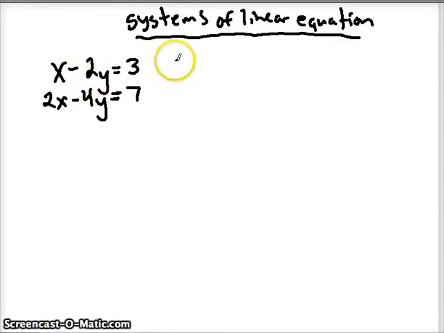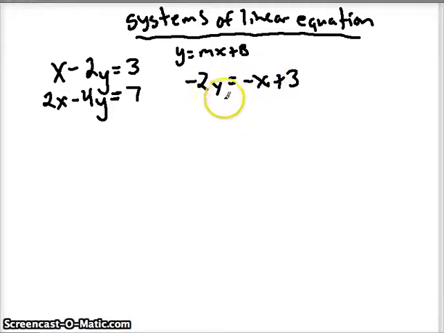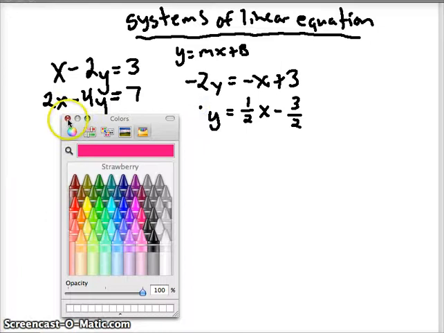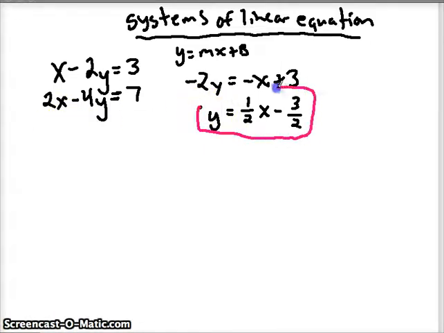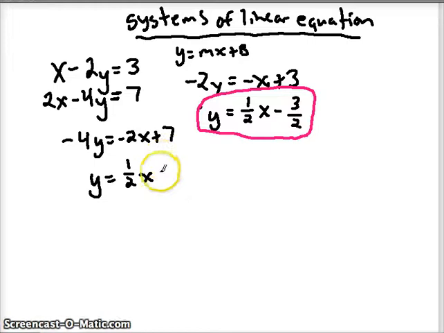If we actually just solve these equations for y, so put them in slope-intercept form, y equals mx plus b, let's see what happens. I'm going to take this first one and subtract x from both sides, so -x plus 3. And then I'm going to divide by -2. So we get y is positive 1/2 x minus 3/2. Let's hold on to this. I want to keep this in my back pocket and do the same thing to the bottom equation. Let's solve it for y. If I subtract 2x from both sides and then divide by -4, then I get, again, positive 1/2 x minus 7/4.